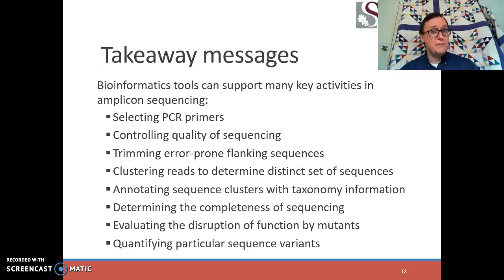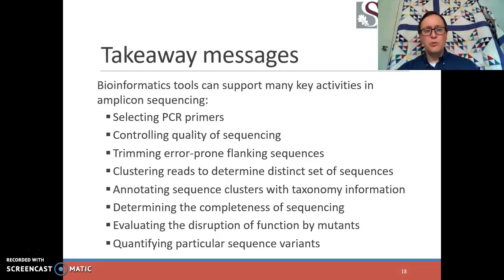So there are a lot of takeaway messages from this lecture. And I just want to point out that bioinformatic tools exist to support you in a lot of places as you're doing amplicon sequencing. The process of selecting PCR primers, we looked at Oligo7 and the tools that are used to back the NCBI website as well. Certainly controlling the quality of sequencing is a very big deal. Phred and FastQC have been around for a long time now to help us to understand how quality scores vary as we get to longer and longer sequences.